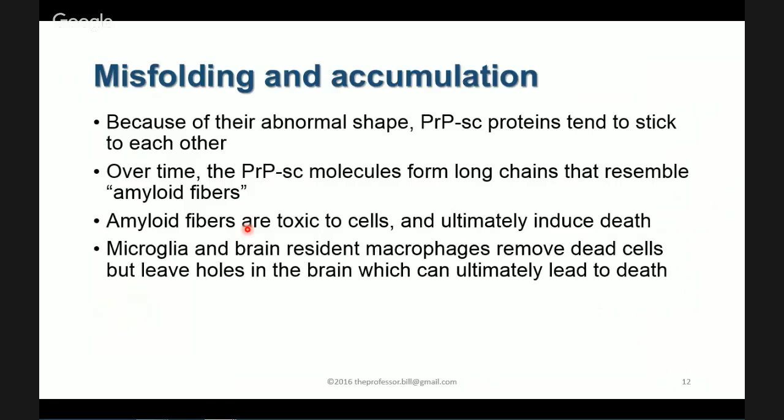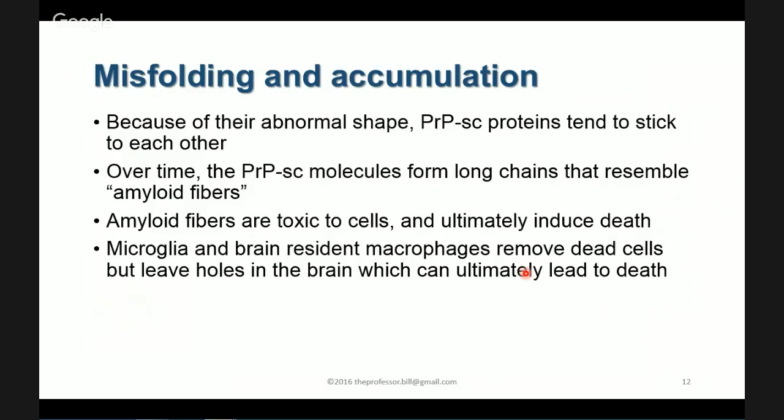So these scrapie isoforms, getting back to your question, Jenna, they tend to be a little bit more adherent to each other. So it might just mean less access. And over time, as they start stacking up, these scrapie resistant forms form these longer chains, which in a lot of ways look like those amyloid fibers. When you hear about beta amyloid plaques, these are very similar looking in terms of these scrapie protease resistant molecules. These amyloid fibers that are formed from prions are believed to be toxic to cells.